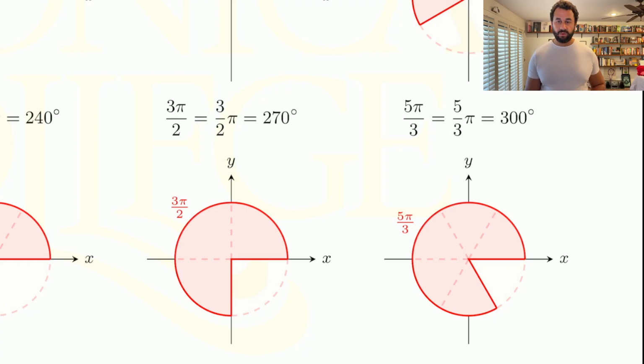Check this out. One thing I want to point out. What do you think would happen if we took 6 pi over 3s? Well, that would be 1, 2, 3, 4, 5, 6. That would actually be a full revolution. And that makes sense because 6 pi over 3s would be 6 over 3 pi, which is 2 pi, which is a full rotation, right?